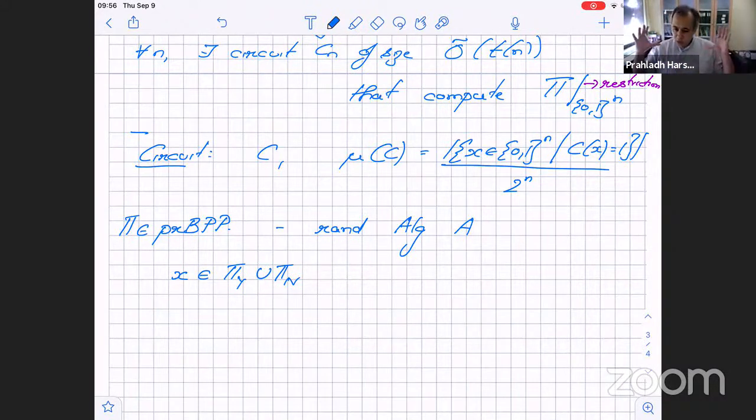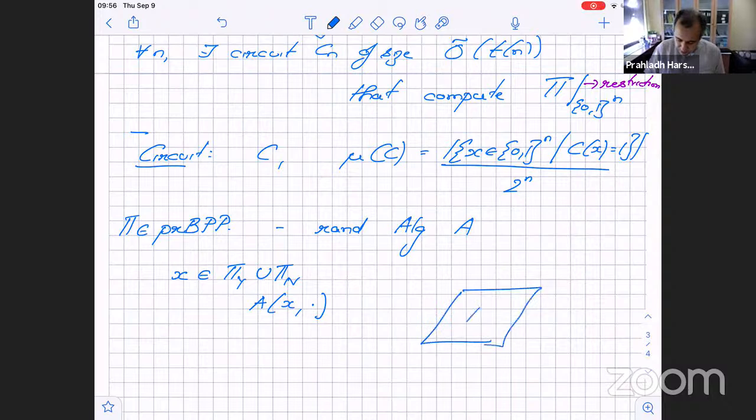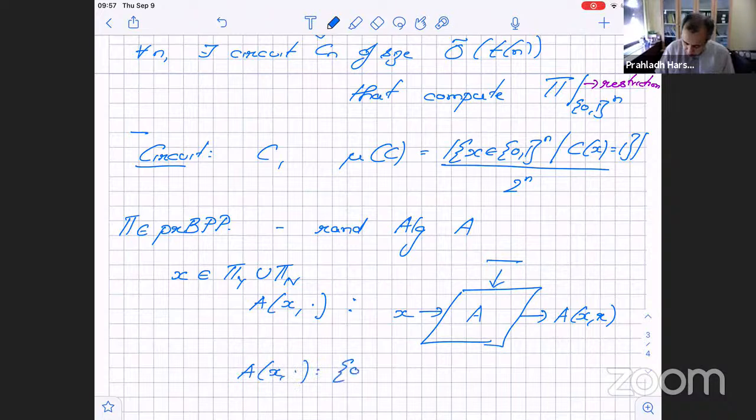You can look at the algorithm A restricted to just this particular input. The random input I have not fixed; I have fixed the actual input. So the algorithm A itself looks like this: it has the real input X, it has the random input R, and then it computes some A of X, R. Now I'm looking at A_X, where the random input is the only variable thing. I'm looking at the new function A of X comma R, which is a function from {0,1}^m to {0,1}. Agreed? For every random coin, it tells you whether it accepts or not.